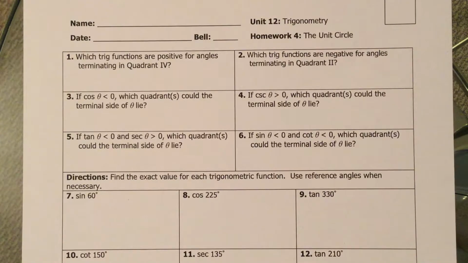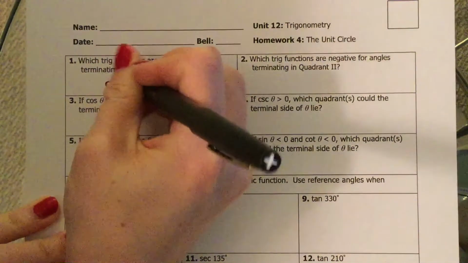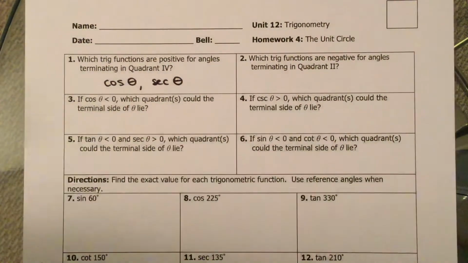So over in the fourth quadrant, your x values are positive. So when only your x values are positive, that means that nothing else can be positive. So our trig functions, we've got cosine of theta is going to be positive, and then the reciprocals always carry the same sign. So if the reciprocals carry the same sign, then the secant would come out to be positive as well.